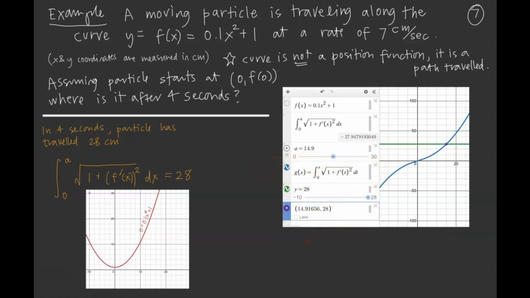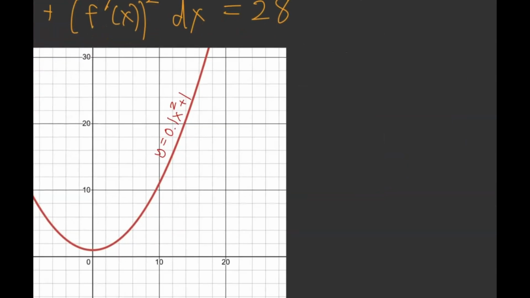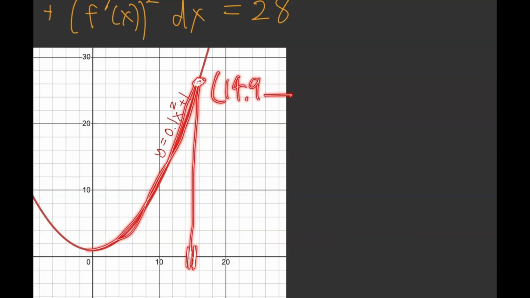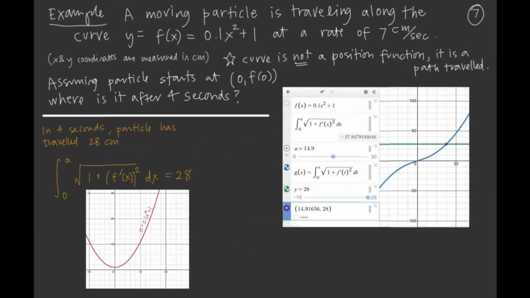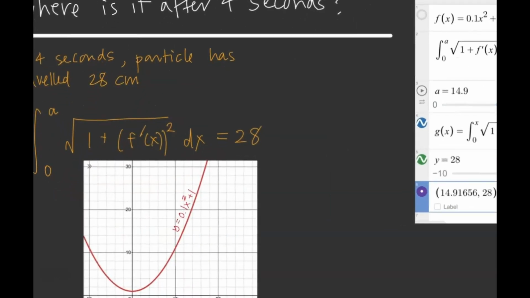So when x equals 14.9, somewhere in here, the arc length the particle has traveled will be 28. So it's 14.9, but we don't yet have the y value. We don't know what the y value is. This function did a good job figuring out for us at what x value we would reach an arc length of 28, but now we really need to go back to the original function and find out exactly where that particle will be.